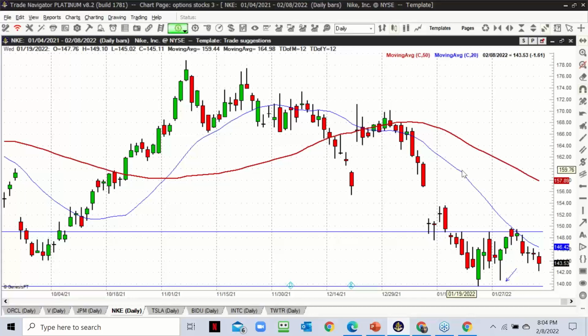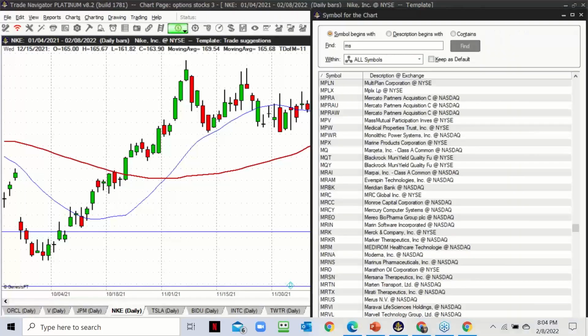And by the way, in a little bit, we're going to be looking at some major markets. We're going to be looking at the S&P. We're going to be looking at Bitcoin, Ethereum, and so forth. Okay, let's look at another request. We're going to look at Microsoft.